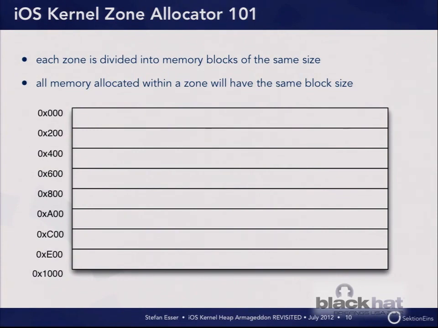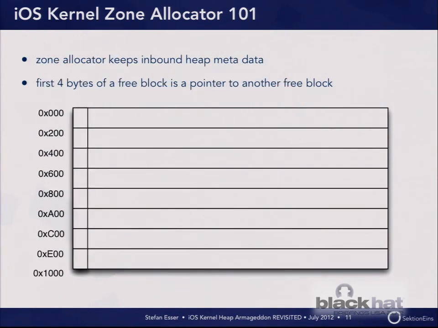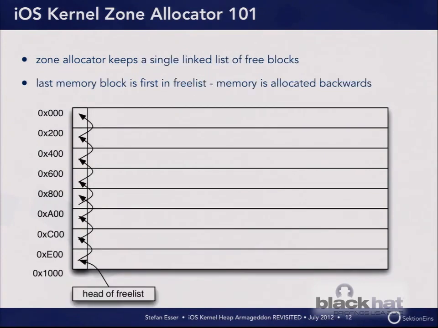And once this is divided logically, the heap manager ensures that it remembers these blocks, and the first 4 bytes of each free block is a pointer to another free block. So each time a new page is added to the zone, it will add all these new free blocks to a free list.